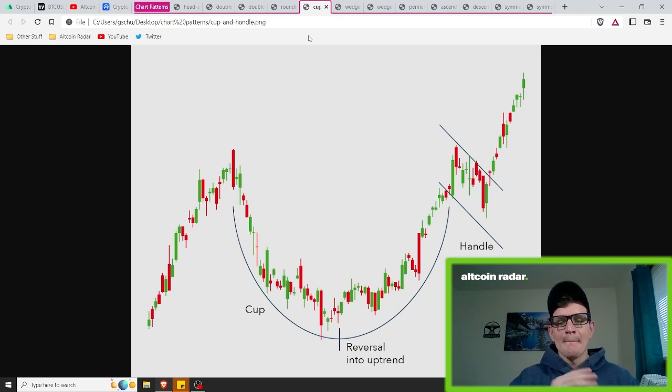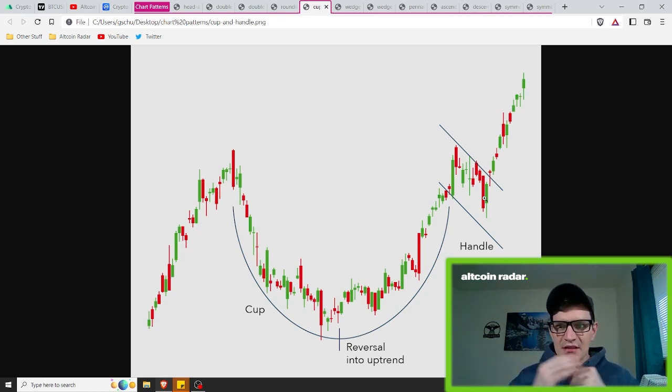Overall here though, you guys, following the rounding bottom, the price of the asset will likely enter a temporary retracement, which you guys can clearly see here, this temporary retracement, which is also known as the handle. Because this retracement is confined to two parallel lines on the price graph, and the asset will eventually reverse out of the handle and continue with the overall bullish trend.